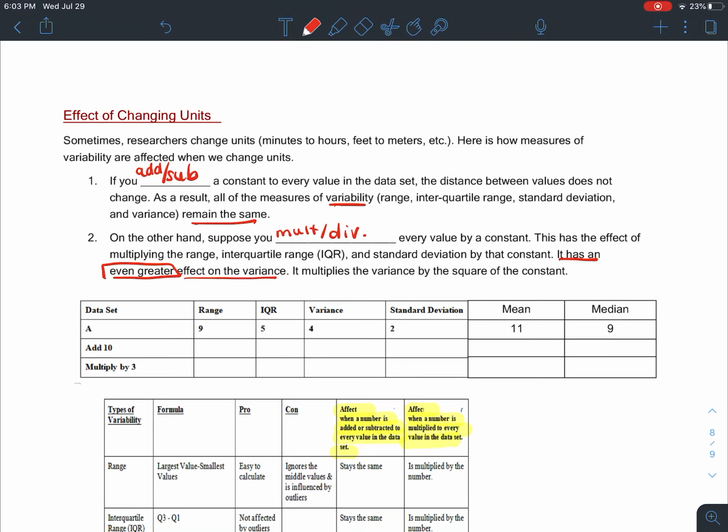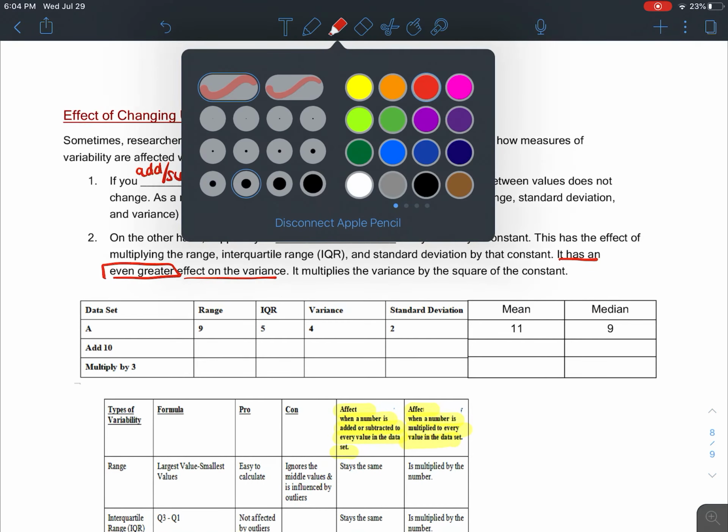Let's fill in this chart and then we'll bring this to a close. Let's say that we have a data set. We're going to call it A. We don't know what each of the individual numbers are. We only have this computer output to go by. We know these things about data set A. And let's say that you were asked to add 10 to every single value in data set A. We want to write down here how these measures of spread and these measures of center change.